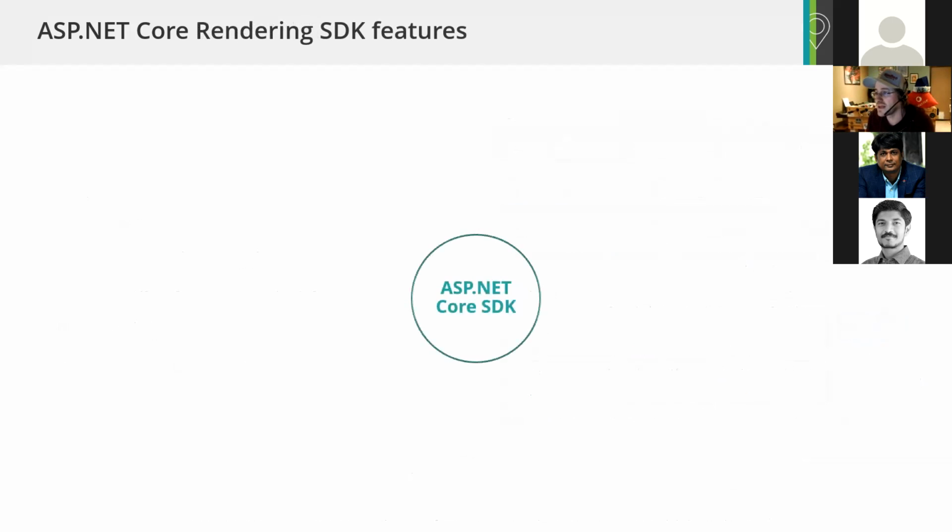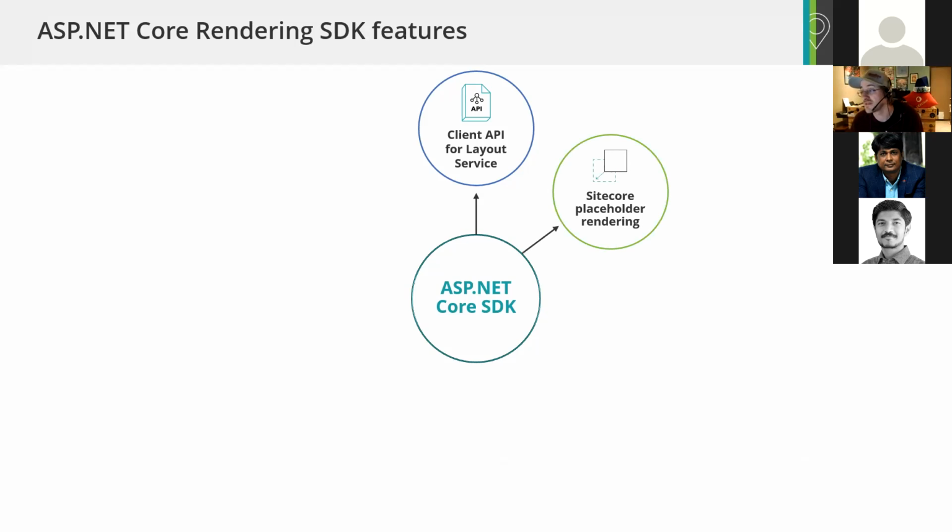So included in the ASP.NET Core SDK, we have a client API for interacting with the layout service, which we just described. There are actually some client libraries that can be used independently, even of ASP.NET Core, if you had another use case for accessing the layout service in a structured way. We have the ability to render a Sitecore placeholder as it comes out of the layout service, and to map the components to particular implementations in ASP.NET Core, as we'll see.